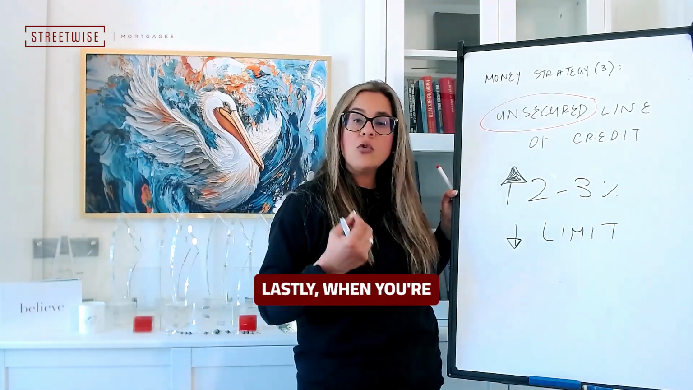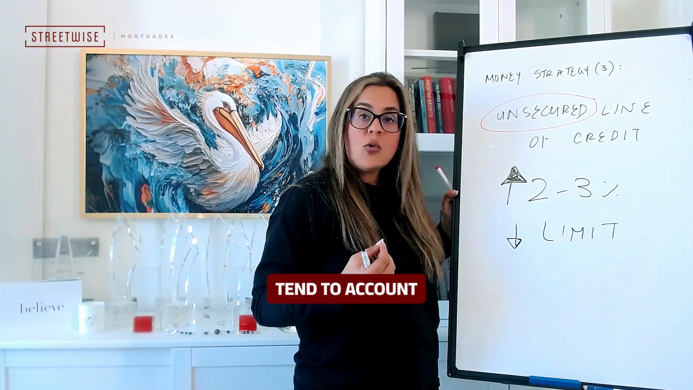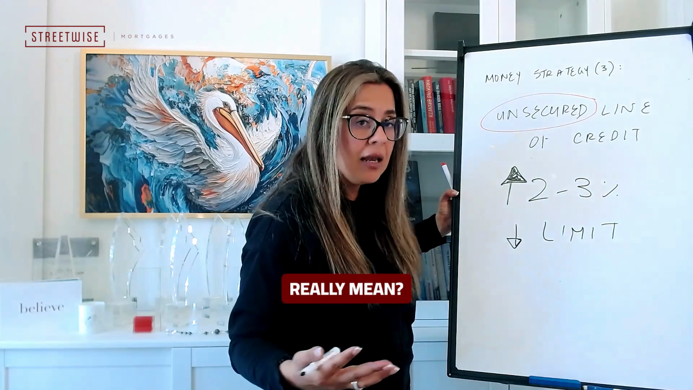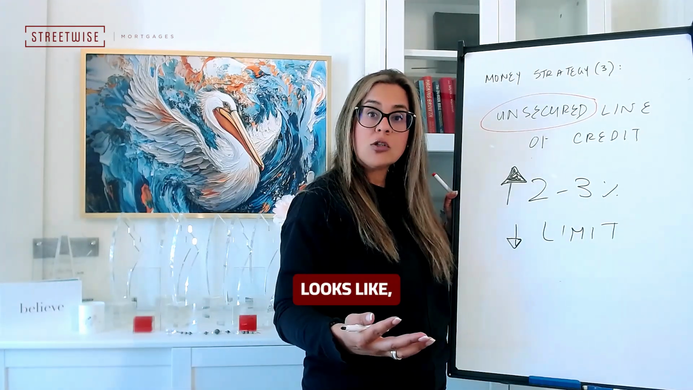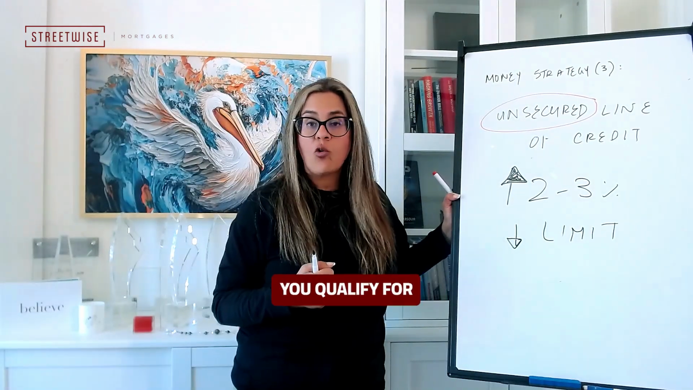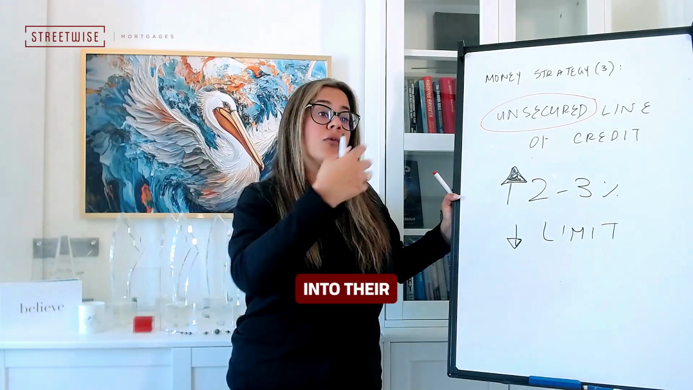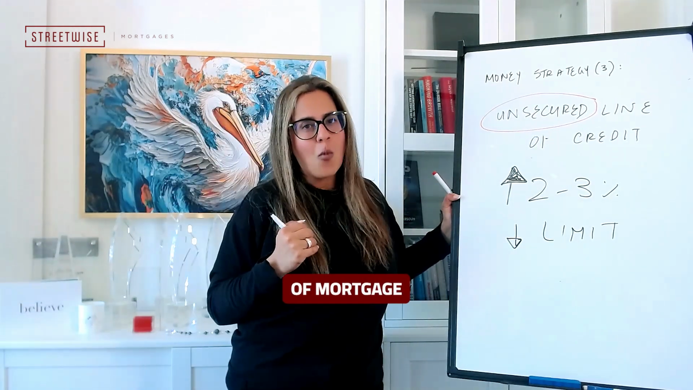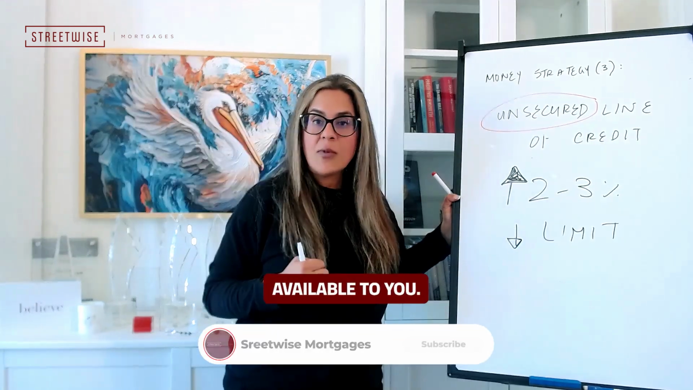Lastly, when you're using unsecured lines of credit, the lenders tend to account for a higher payment in their calculation. What does this really mean? It means that depending on how your personal financial situation looks, this can impact how much mortgage you qualify for. Because the lenders take a higher payment into their calculations, that could cut down the amount of mortgage you qualify for. But it is a tool that is available to you.